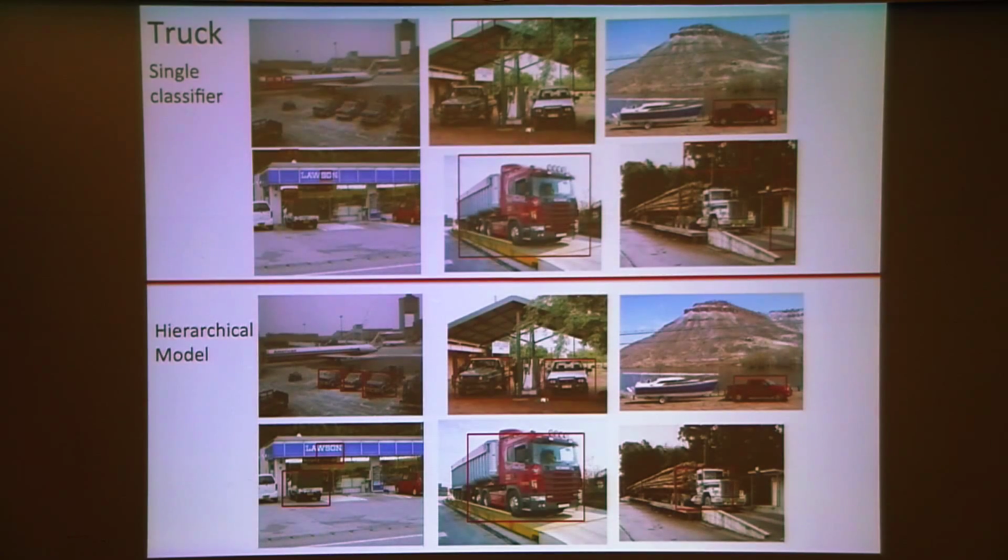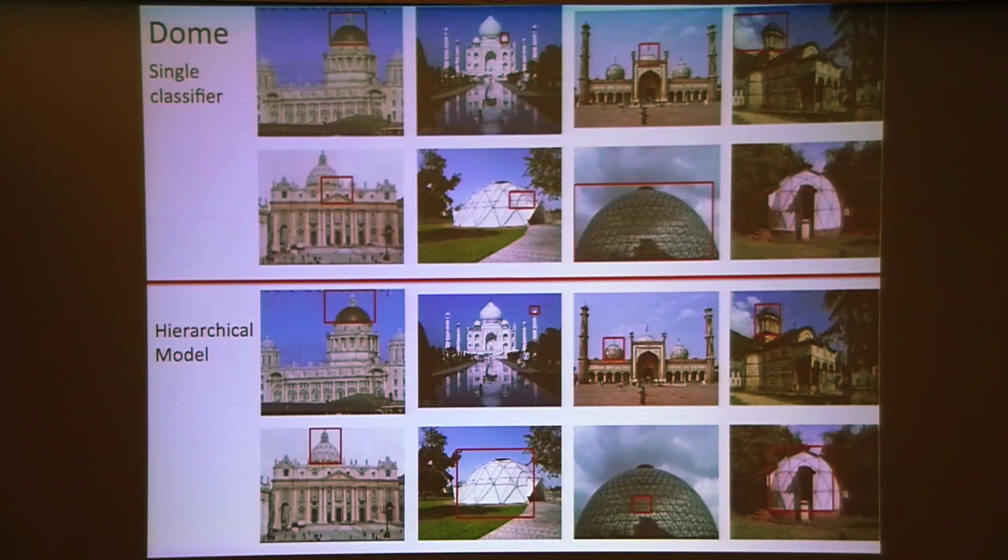Okay, so these are just more examples of detection. Sometimes it does okay, but in a lot of cases it fails to detect trucks. This is another example of detecting domes. Again, existing systems fail here, and if you're using hierarchical models, it typically works better. Sometimes it fails as well.